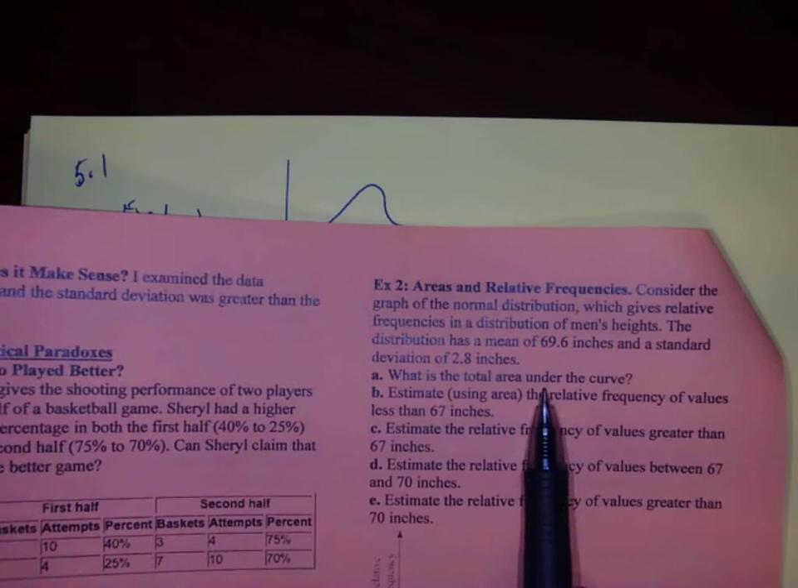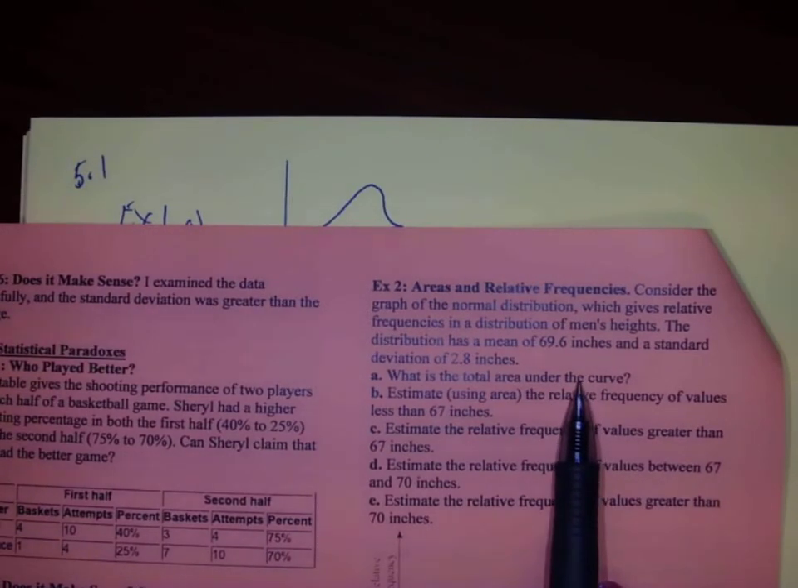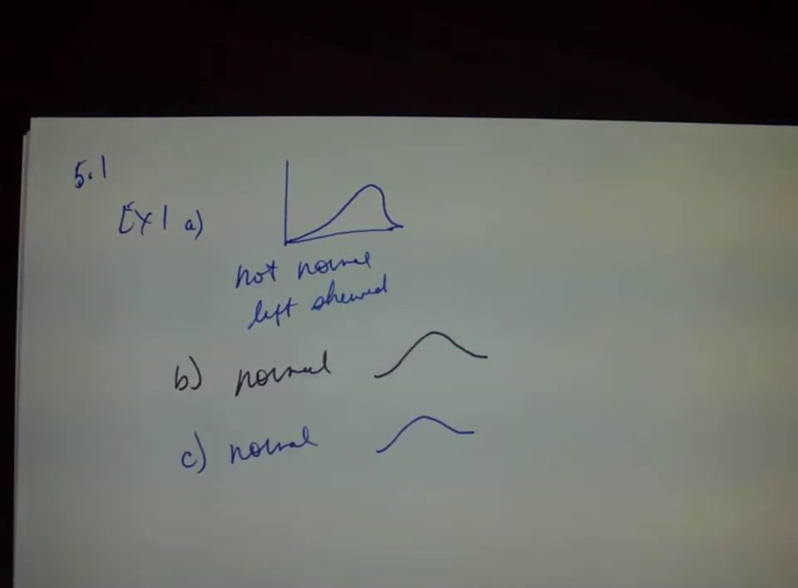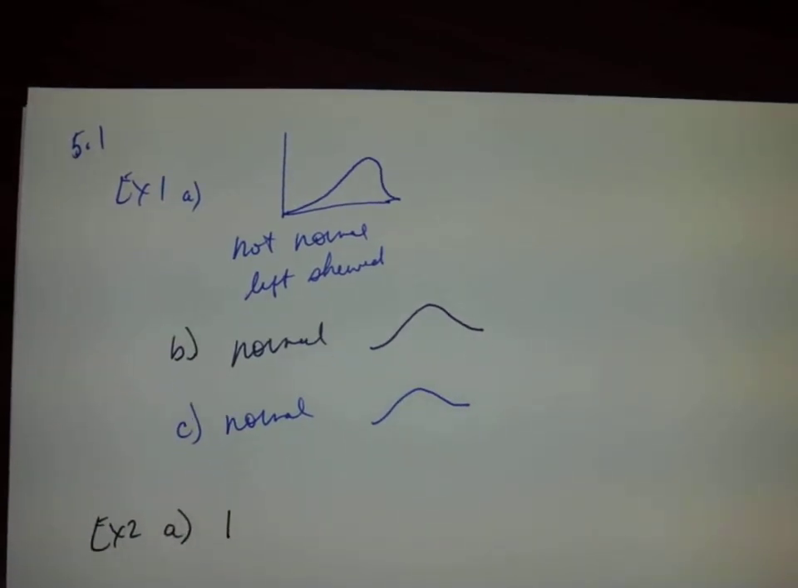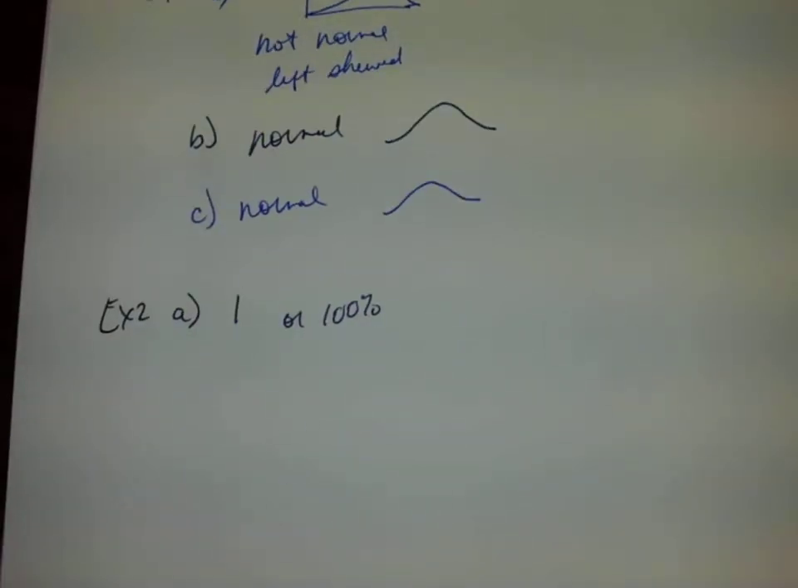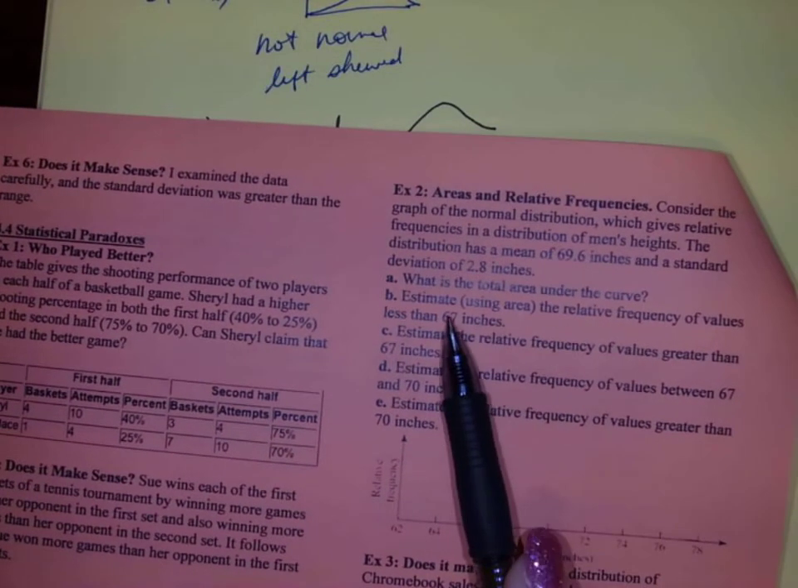Well, if we're talking about the total area under the curve, what did we just say would be the deal? We just talked about that the total area under the curve must be equal to 1. So, example 2, part A is going to be 1. It has to be equal to 1. You could also say it's 100% if you want to talk about percentages versus decimals. So, it's going to be equal to 1. That's the total area under the curve. Always going to be that.